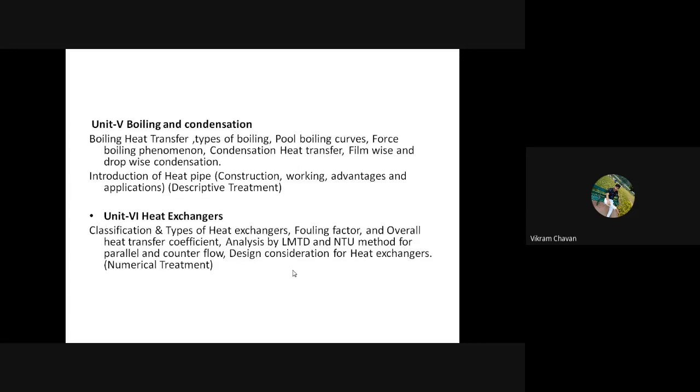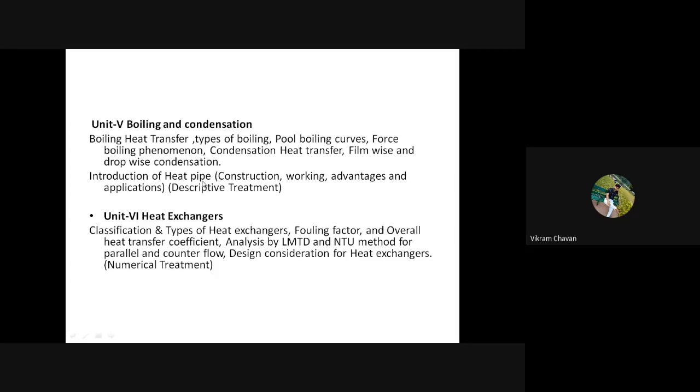Then unit number 5 is nothing but boiling and condensation. Okay, so boiling means what? Conversion of water into vapor, that is nothing but boiling. And condensation means conversion of vapor into water, that is condensation. But how it is useful in technical terminology for this subject, we are going to understand. In this chapter we are going to study boiling heat transfer, types of boiling, pool boiling curves, forced boiling phenomenon, condensation heat transfer, film wise and drop wise condensation, then introduction of a heat pipe.